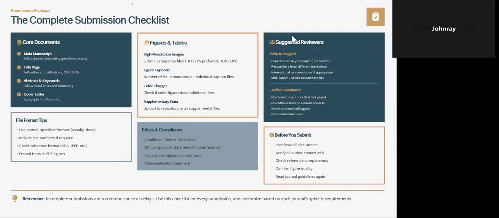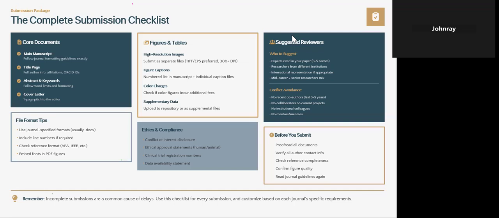Yes, and the captions. You must also look at the captions. How do they caption the figures and everything? The color changes, all these things. The supplementary data: are they requesting supplementary data? Are they asking that the data you used for your work should be submitted? You should also look at it and keep them in order.